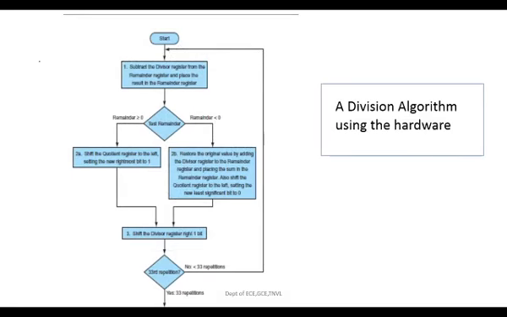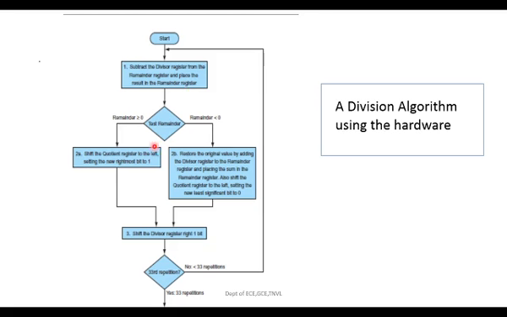So this is the division algorithm that is used by hardware. First we need to start this algorithm, and after we have started we need to do the first step. Subtract the divisor register from the remainder register and place the result in the remainder register. So the first step is to subtract the divisor register from the remainder register and place the result again in the remainder register.